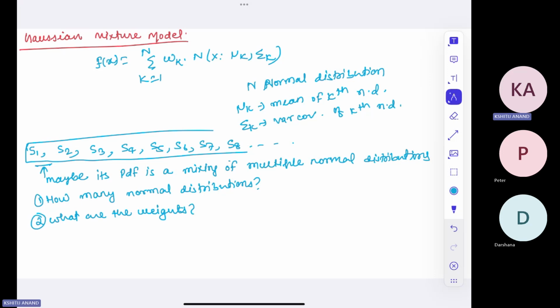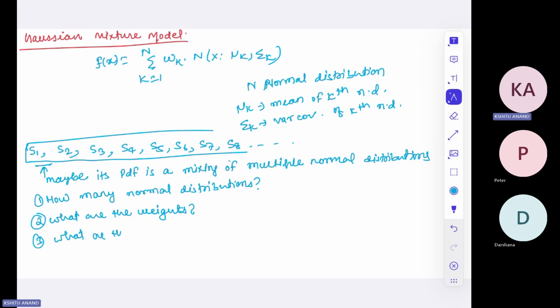That is the second question: what are the weights? Once you answer this question, the next question will be asked: what are the weights of all the normal distributions that you have? You just say that you have n normal distributions. So what are the weights of these normal distributions?